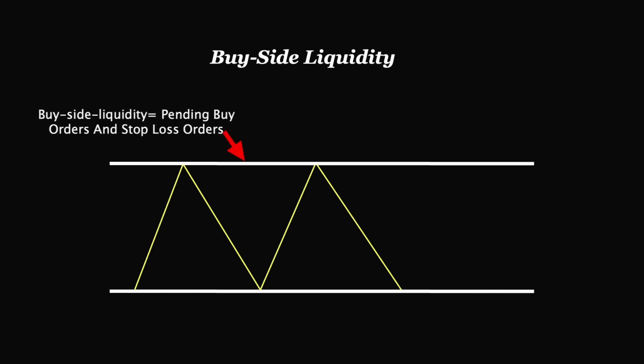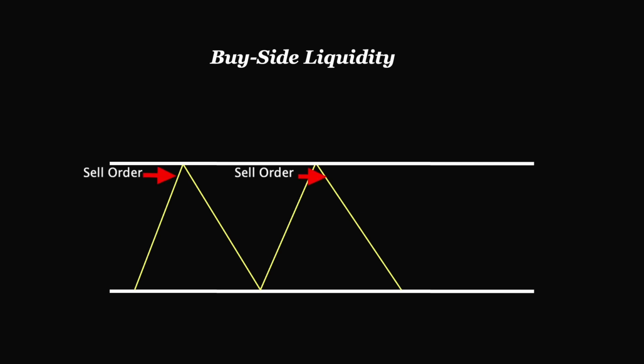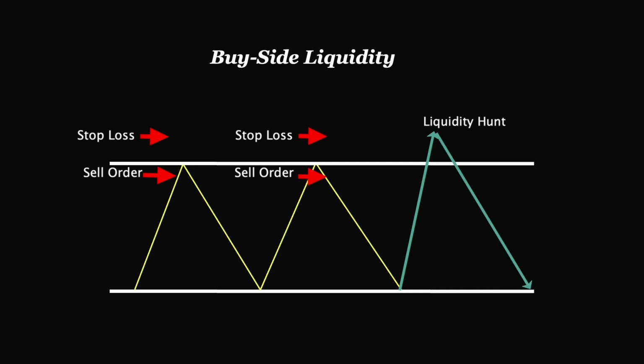Simply put, it's the volume of pending buy orders, also known as buy stops. These orders are often placed above key highs, whether that's the week's high, the day's high, or equal highs. Here's how it works. When traders execute sell orders, they protect those positions with buy stops in case the price moves against them. These buy stops rest above those significant highs, and smart money knows it. Market makers target these highs, sweeping them to trigger those buy stops. Once they do, they convert those pending orders into market orders and then drive the price in the opposite direction. This process is known as a liquidity hunt, a tactic designed to trap retail traders.